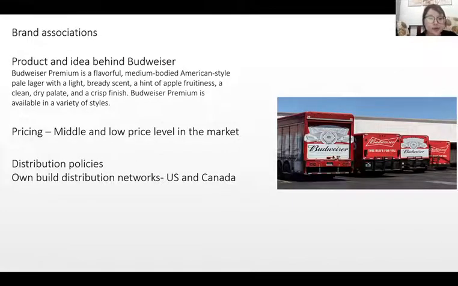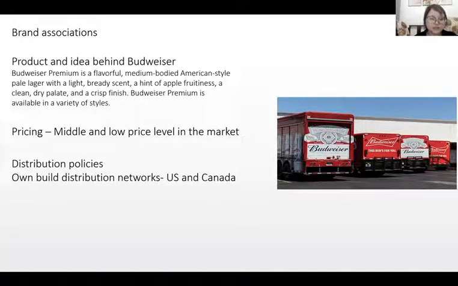Secondly, please look at the brand association, product, and idea behind Budweiser. Budweiser Premium is a flavorful, medium-bodied American-style lager with a light branding aroma, a hint of apple fruitiness, a clean, dry taste, and a straight finish. Budweiser Premium is available in a variety of styles, at middle and lower pricing levels in the market.